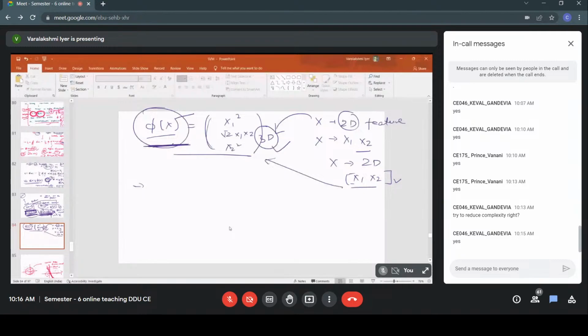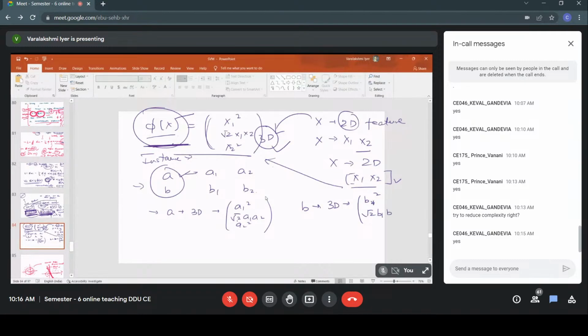Now let us consider that we have a and b, two instances in our data set. So a will have a1 a2, b will have b1 b2. Similarly, if we convert a into a three-dimensional form, it will be a1 square, root 2 a1 a2, and a2 square. Similarly, b in the three-dimensional form will be b1 square, root 2 b1 b2, and b2 square. A and b are two instances in our feature set. So in two-dimensional form they are represented as a1 a2 and b1 b2, but in three-dimensional form they are represented as follows.